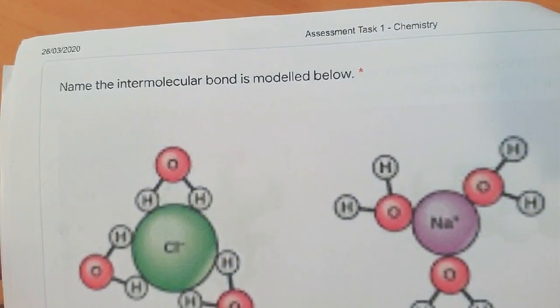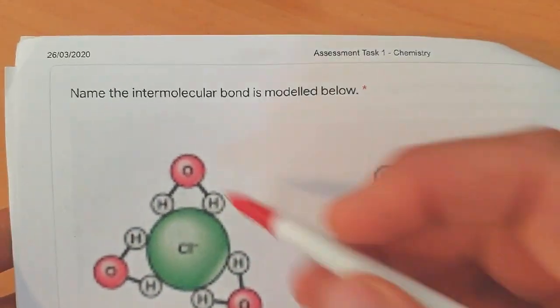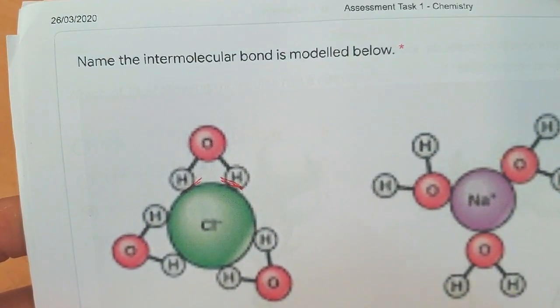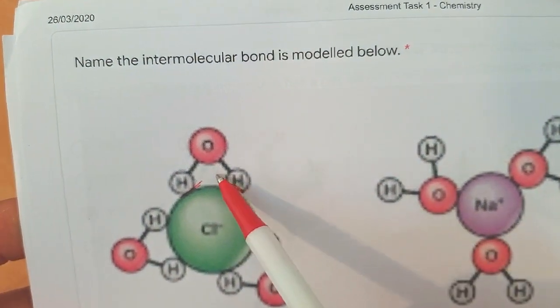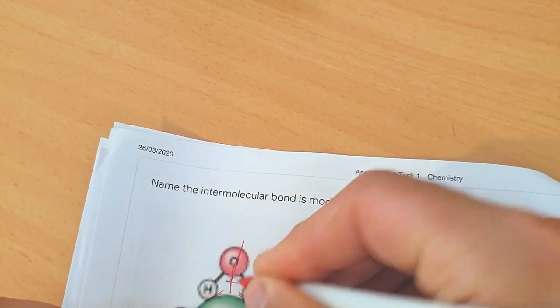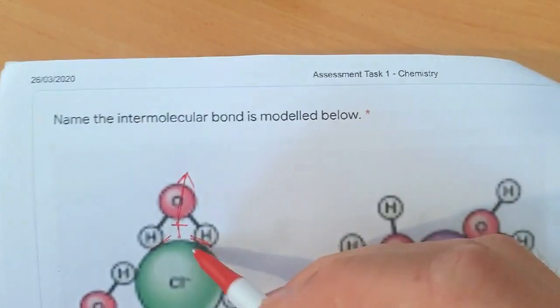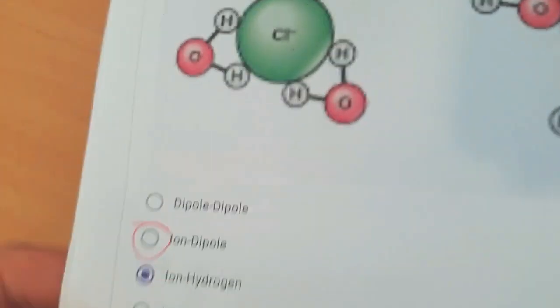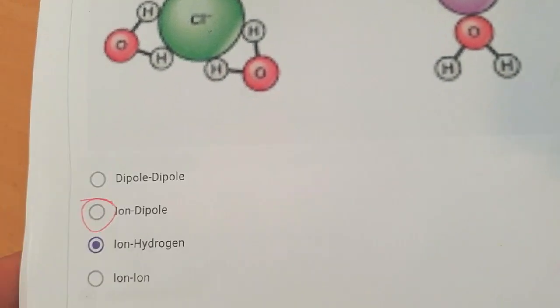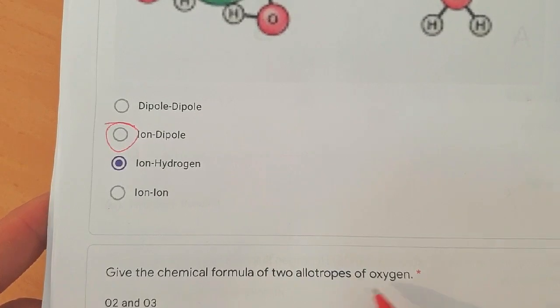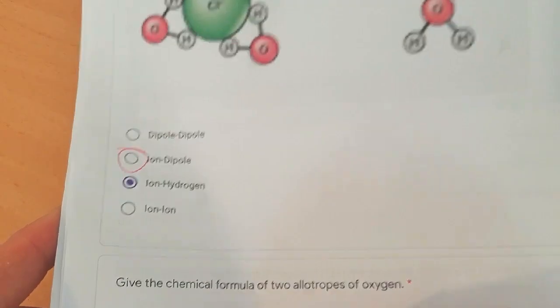Name the intermolecular bonds here. So we're looking at what's going on here. Well, that's between a dipole and an ion, so it's called an ion-dipole bond. Now give the chemical formula of 2 allotropes of oxygen. So O2 and O3.